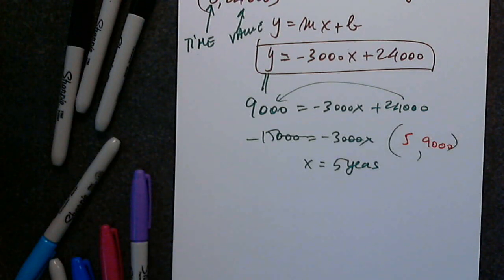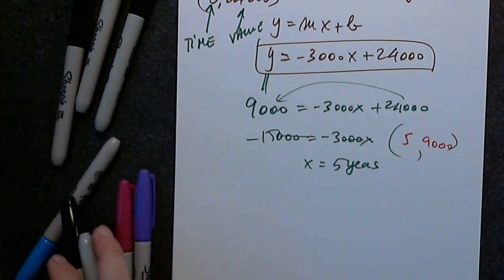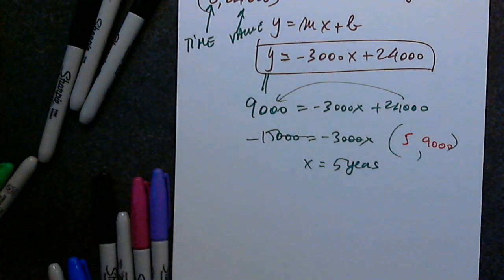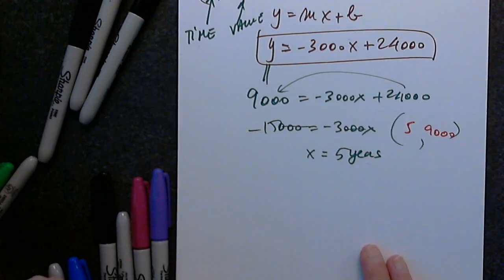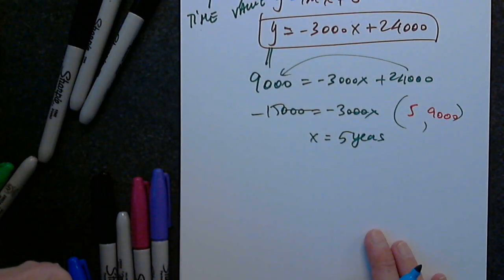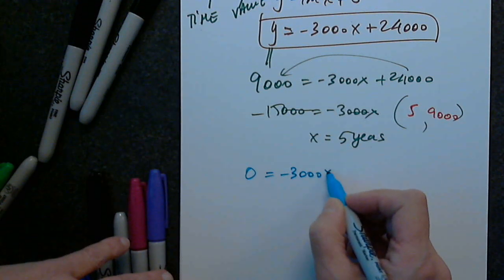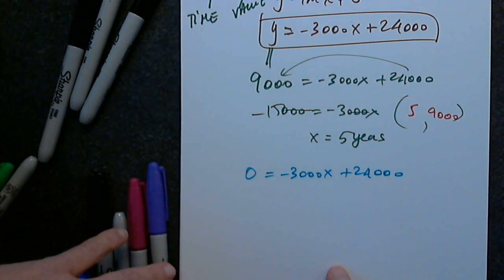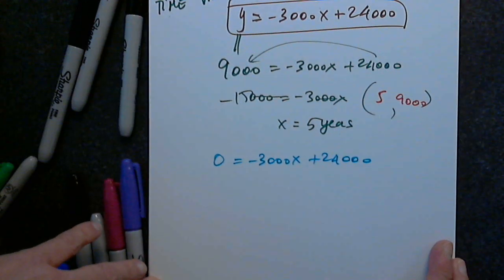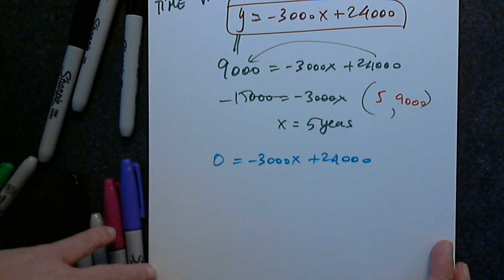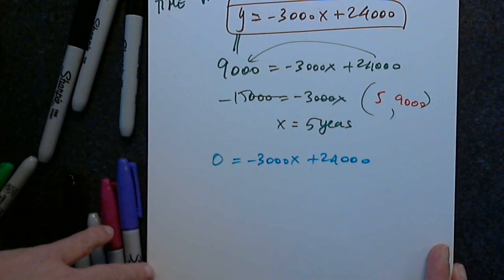Part C. When would the value be 0? How many years, even if we want to sell this car, will we not get anything for it? So in this case, instead of having 9,000 on the left, you're going to have 0. We want to know in how many years we can only give it for scrap value, and no one will buy it from us. It may have sentimental value, but it will not be worth any money.